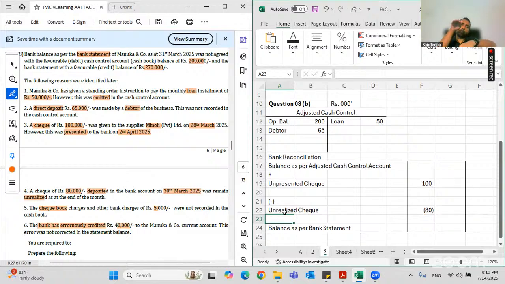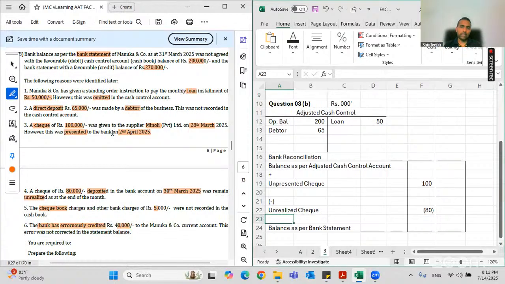As at 31st of March, it has not been received. It was received on 2nd of April. We are looking at 31st of March now. By 31st of March, it was not received. So by 31st of March, statement balance is high. From the cash book to reach the statement, we need to add 100.